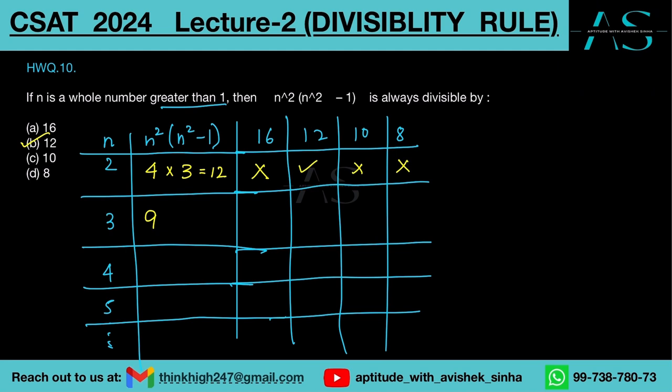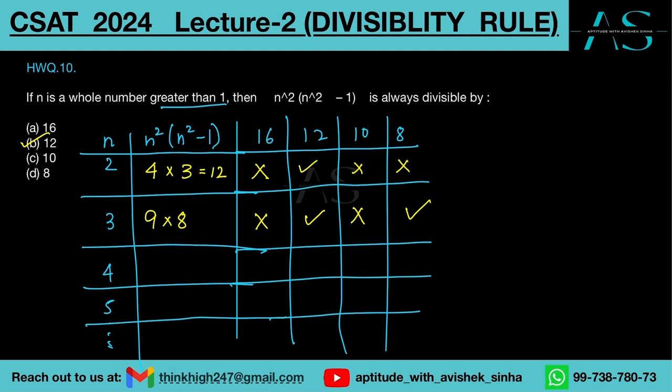3 square is 9, 9 into 8. 9 into 8 is 72. It is not divisible by 16. Is it divisible by 12? Yes. Is it divisible by 10? No. Is it divisible by 8? Yes. But you get the idea that all of these numbers would be naturally divisible by 12. You can always check.